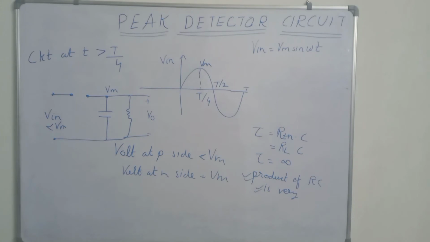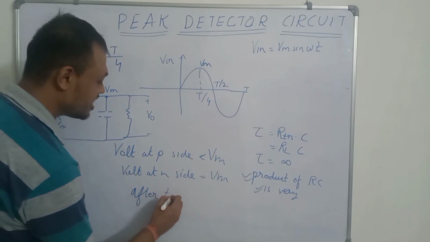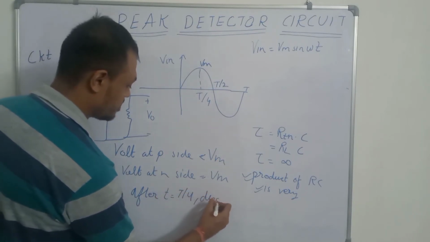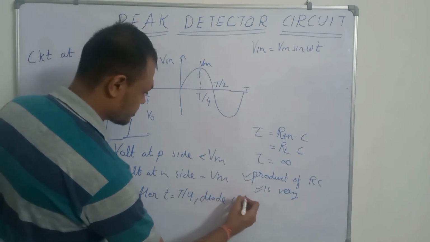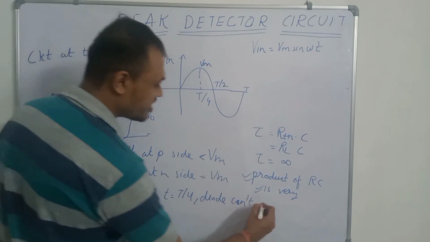Because the product of RC is very large, the capacitor cannot discharge. So Vin will remain equal to Vm or below Vm, so the diode cannot be forward biased. So after T by 4, the diode cannot be forward biased.